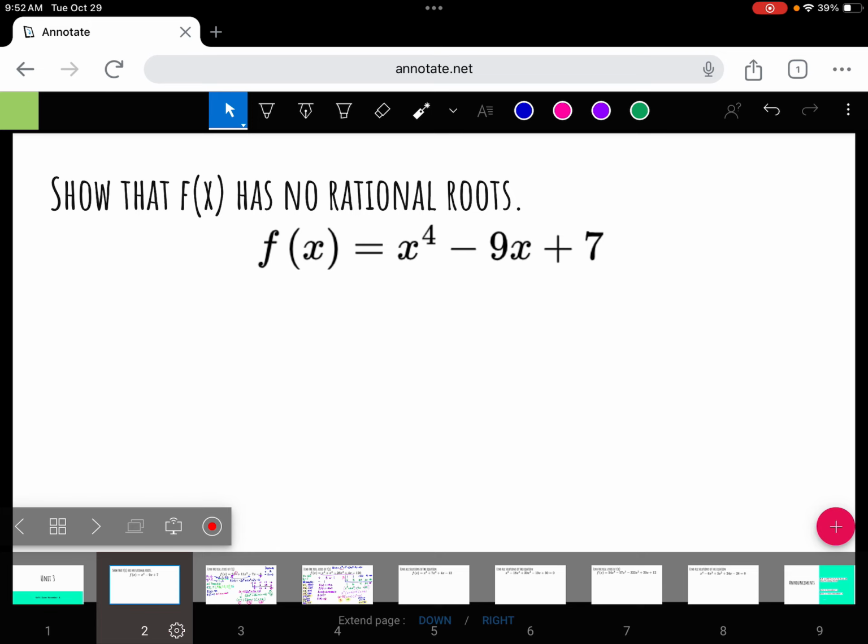So what we're going to do on this one first is we are asked to prove, or to show, that this has no rational roots. So our first thing is to make our list of all possible rational roots. Our P over Q situation.